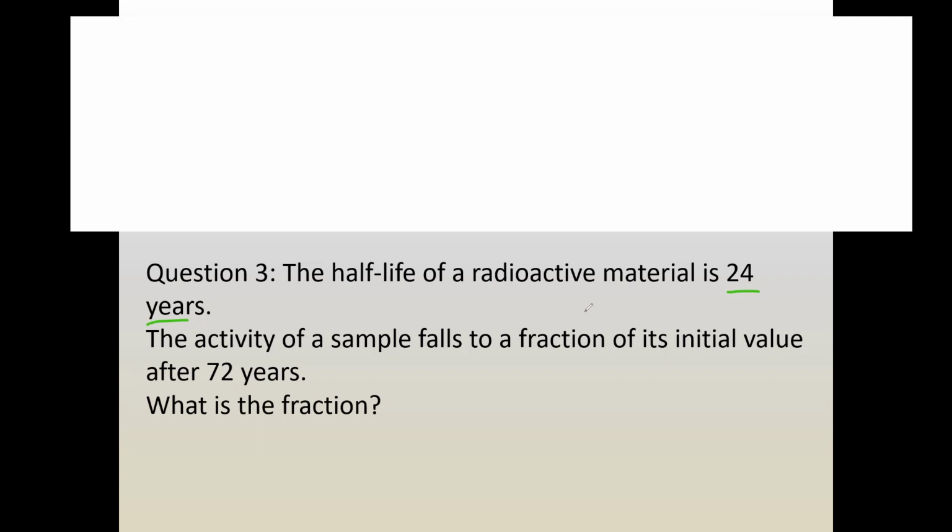There are 24 years in a half-life, and we want to find the fraction after 72 years. So we want to find the fraction after how many half-lives, because 24 years is equal to 1 half-life. So 72 years divided by 24: how many half-lives will there be? There will be 3 half-lives. After 3 half-lives, we want to find what fraction of the sample will be left, or what fraction of the sample will be active.